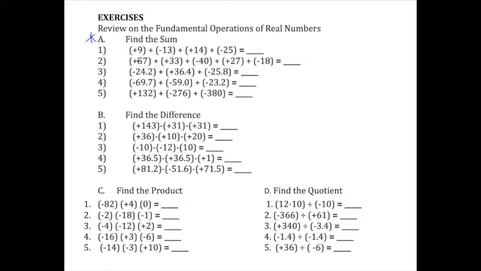For one, we have 9 plus 13. Again, we're going to do it from left to right. 9 plus minus 13. What we have here is a big number minus a small number. Copy the sign of the bigger number. This is minus 4, or negative 4 if you want. Negative 4 plus 14 is going to give us positive 10. Positive 10 plus negative 25, so the answer here will be negative 15.